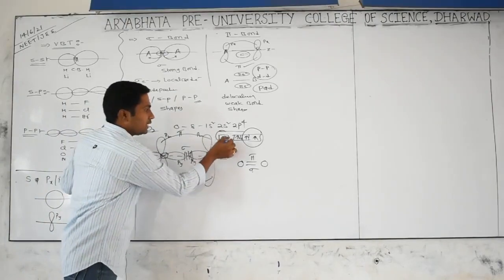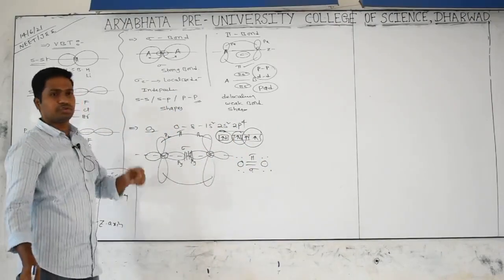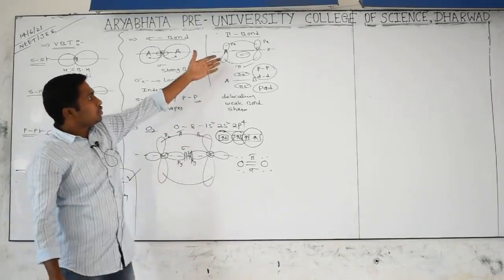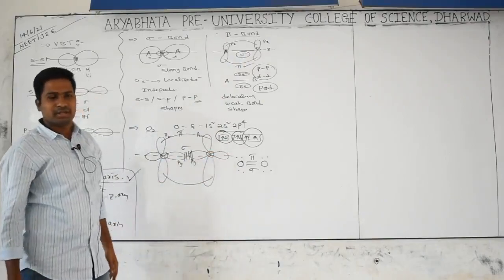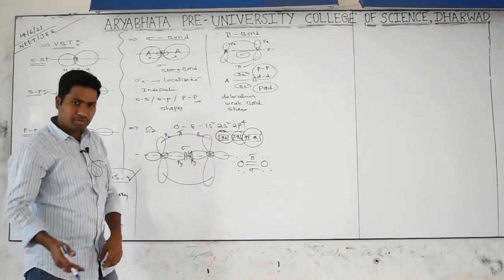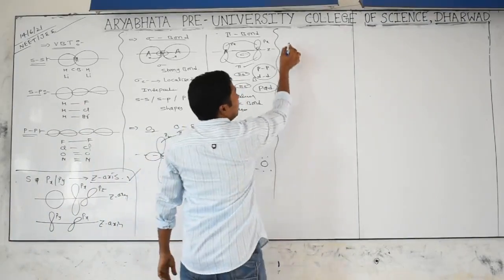After that, how many lone pairs does each oxygen have on it? 2 lone pairs on each oxygen atom. This is the situation, and this pi bond is formed because of lateral overlapping or sideways overlapping. These are all the things we are discussing. Is it clear? Yes.